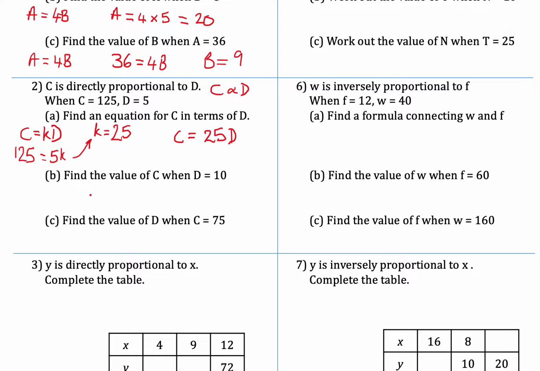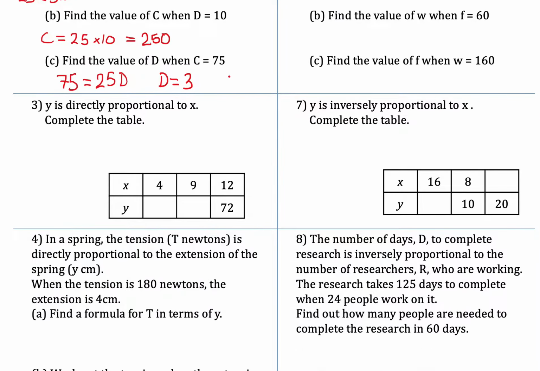Find the value of C when D is 10. So I'm just doing 25 times 10. So that's 250. And find the value of D when C is 75. C we're given this time. Divide by 25 and we would find that D equals 3. So nothing too difficult so far.